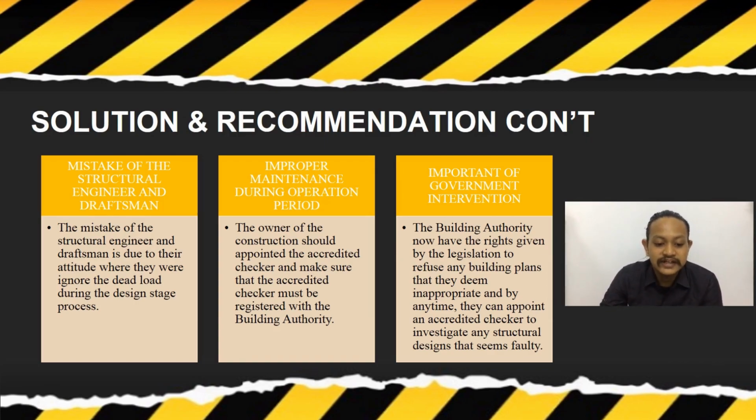Next, we go to the second solution, which is improper maintenance during the operation period. The owner of the construction should appoint an accredited checker and make sure that the accredited checker is registered with the building authority. It is also recommended that the owner is responsible for making a building check every 5 years by a professional engineer to ensure the building's safety during its operation.